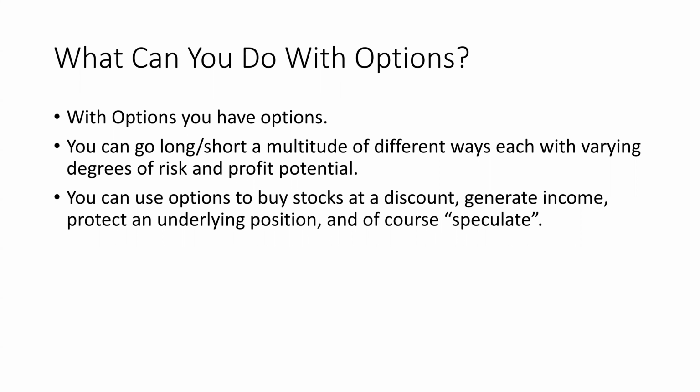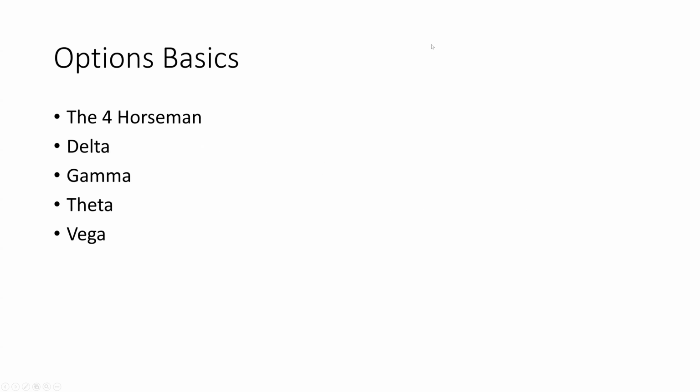So you can use options to buy stock at a discount, which is what I'm going to show you here in a second, how to use options to generate income, how to protect an underlying position, and of course, to speculate, which is what we're already doing here. So the options basics, I've already covered that: delta, gamma, theta, and vega, right? So rate of change of the rate of change, time decay, implied volatility.